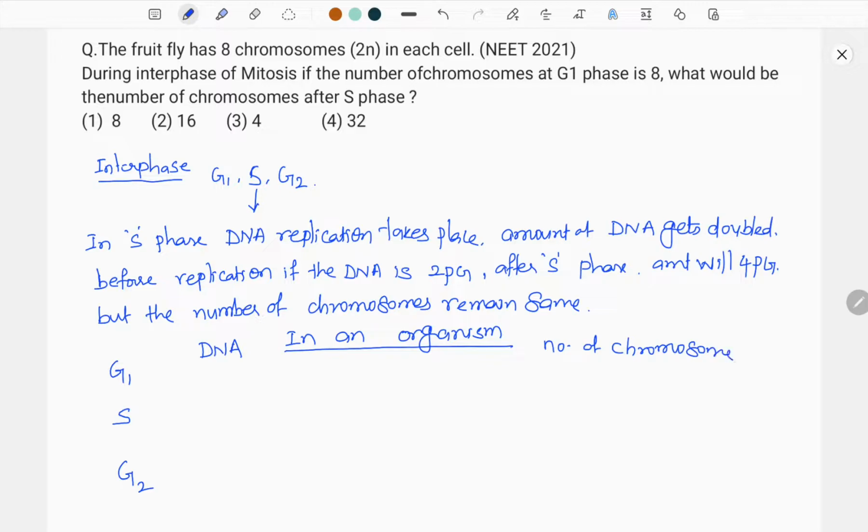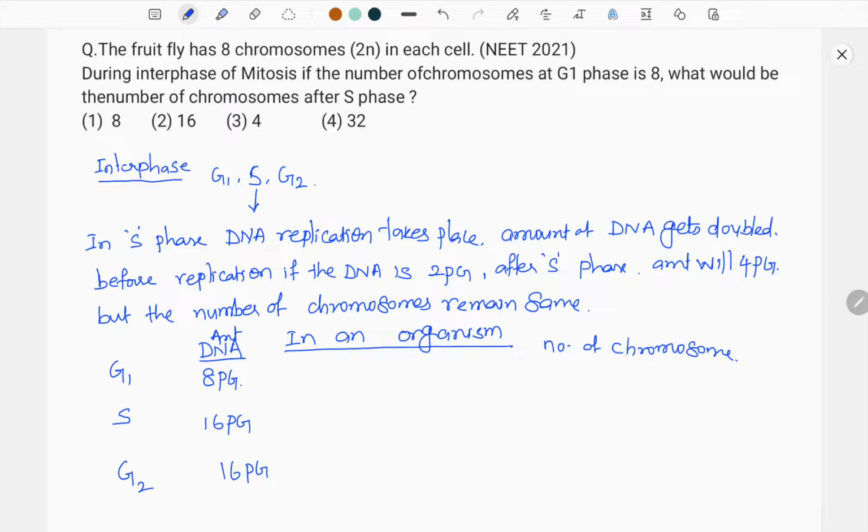So let us suppose in G1 the amount of DNA, let me write here, is 8 picograms. Then during S phase, the amount of DNA will get doubled. It becomes 16 picograms. During G2 also, the amount of DNA remains the same as that of S phase, so it is 16 picograms. That is, the amount of DNA is the same in S phase and G2 phase.